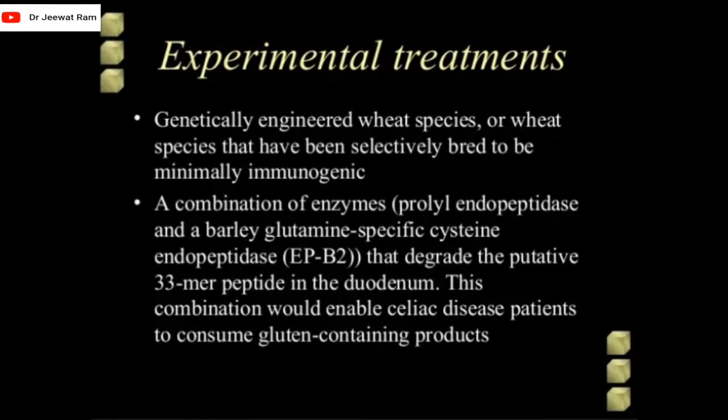Experimental treatments. Genetically engineered wheat species are wheat species that have been selectively bred to be minimally immunogenic. A combination of enzymes, prolyl endopeptidase and a barley glutamine-specific cysteine endopeptidase, degrade the putative 33-mer peptide in the duodenum. This combination would enable celiac disease patients to consume gluten-containing products.